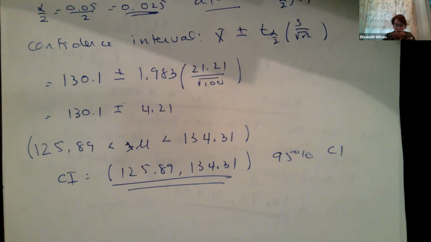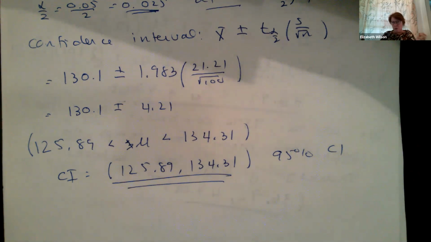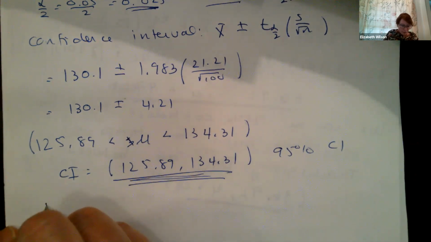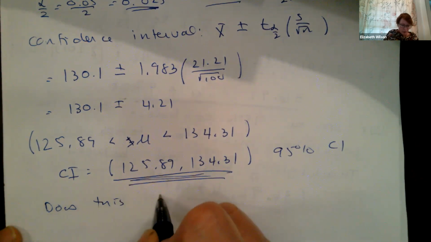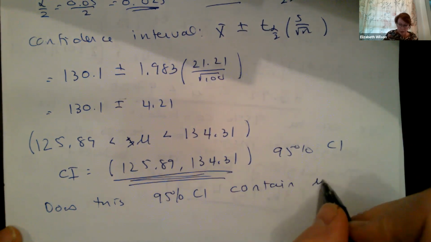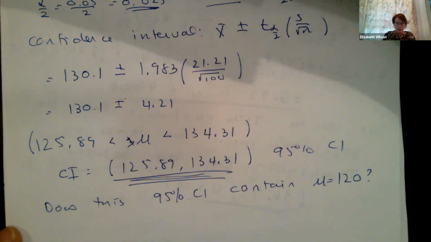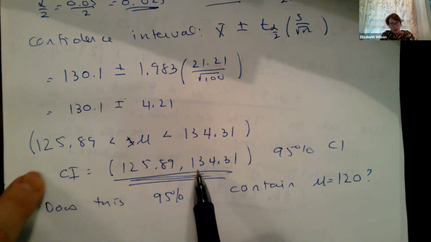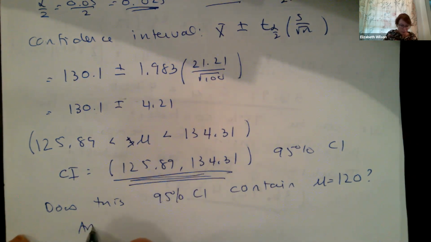Okay. Now, to use this as a way of judging our hypothesis, do I accept or reject my hypothesis? I'm going to take a look at this interval here, and I'm going to ask myself, does this 95% confidence interval contain our population mean, which was 120? 120, 125.89 to 134.31. 120 is less than 125. So the answer is no.